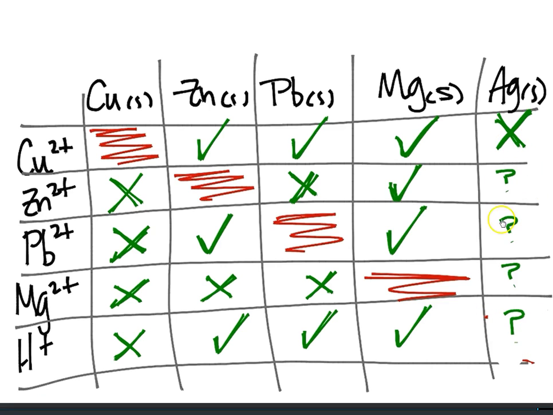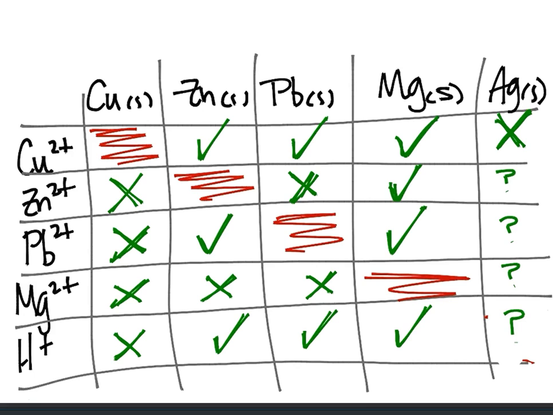Now there should be a question mark here, but my guess is that this would also be an X, right? These would all be X's because silver solid is not going to react with any of these things because solid silver is very unreactive. It has very low activity. It's very stable as it is. That's why we make silver jewelry, because we know it won't become oxidized to silver ion.